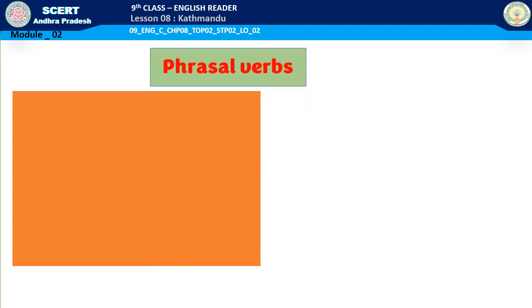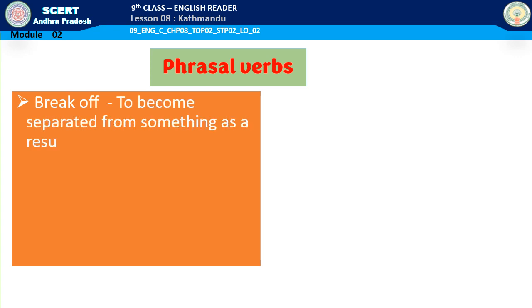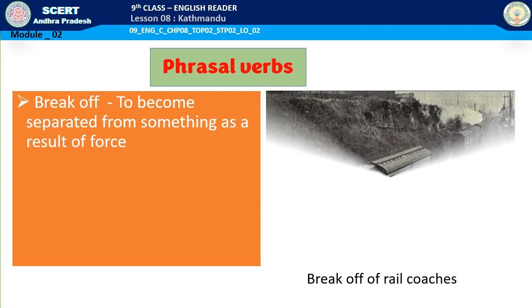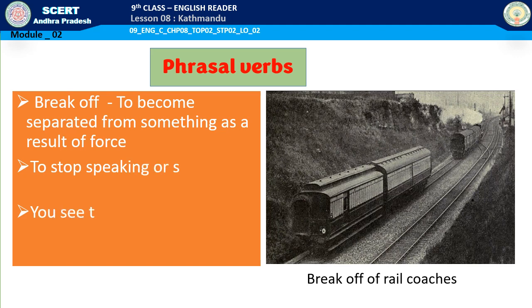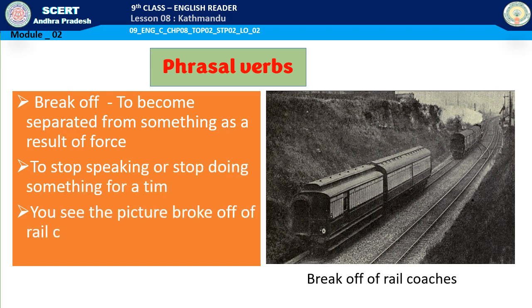Phrasal verbs are idiomatic phrases consisting of a verb and another element. The element may be either an adverb or preposition or both. In this lesson, we discuss phrasal verbs with break. Here, break off means to become separated from something as a result of force. Another meaning is to stop speaking or stop doing something for a time. Here, see the example. Break off of a railway coaches from engine.